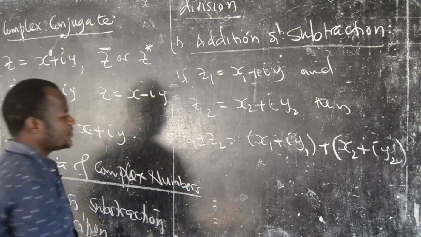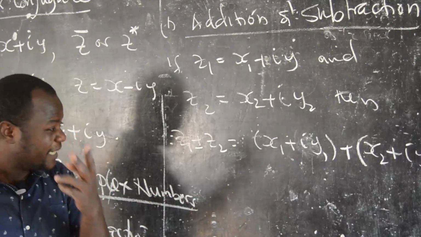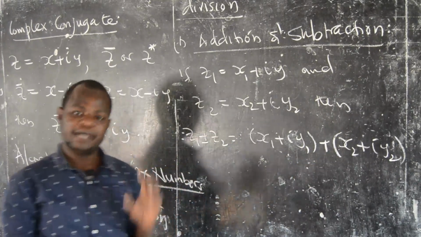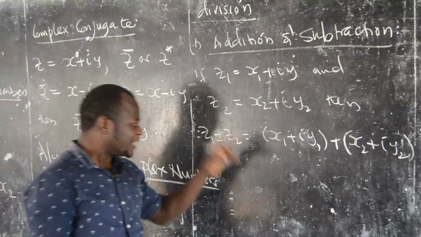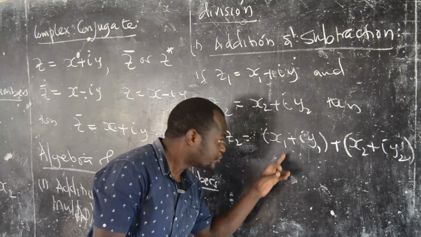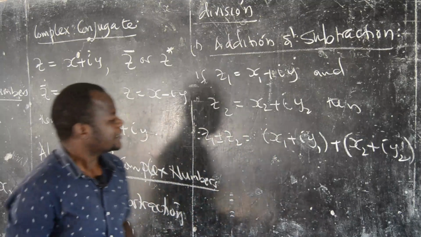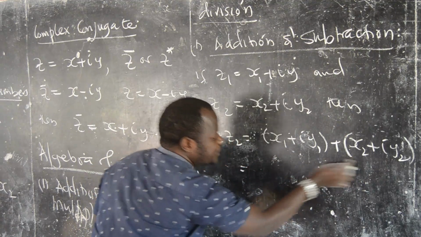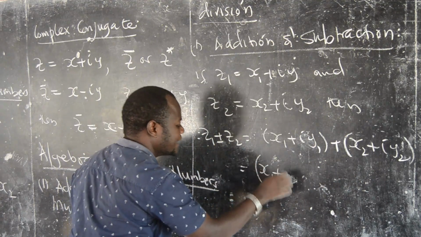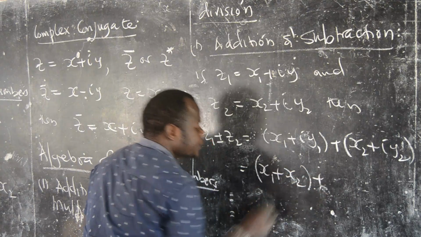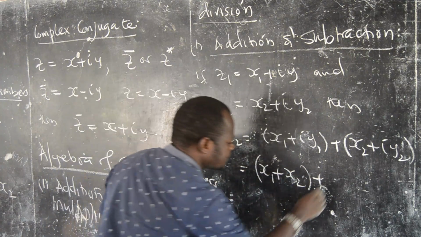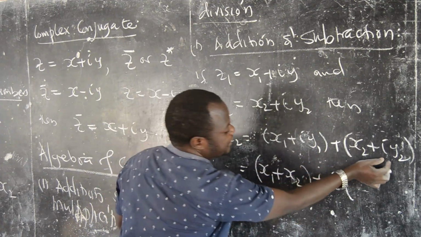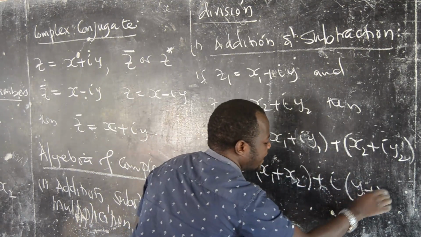So when you are adding or subtracting, let me just even take it the same way. When you are adding or subtracting two complex numbers or more, then you can add real to real, imaginary to imaginary. I'm repeating, you add or subtract real to real, imaginary to imaginary. Take an example here. The real part of this one is x1, the real part of this one is x2. So you add x1 plus x2. Then you add the imaginary to the imaginary, which is i into, because you have to factorize out here, it is a simple factorization, this i, y1 plus y2.